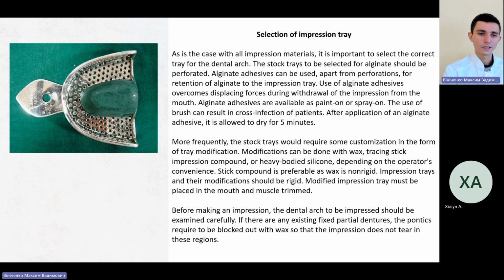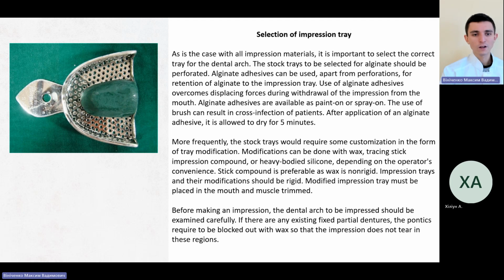Selection of impression tray. As is the case with all impression materials, it is important to select the correct tray for the dental arch. The stock trays to be selected for alginate should be perforated. Alginate adhesives can be used apart from perforations for retention of alginate to the impression tray. Use of alginate adhesives overcomes displacement forces during withdrawal of the impression from the mouth.